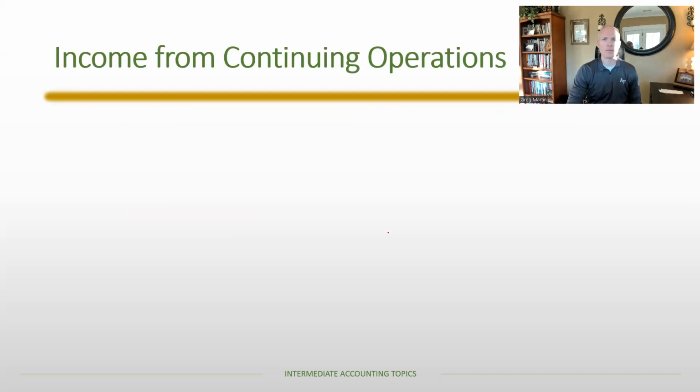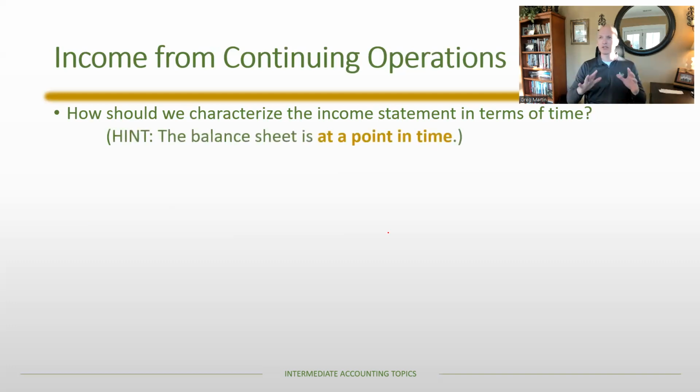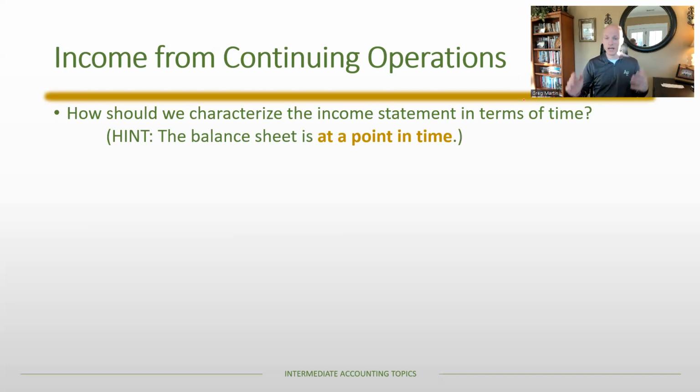So let's talk a little bit more about that main section, the larger section on top, which is income from continuing operations. All right, so when we think about income in terms of time, let's think about the balance sheet. In the balance sheet, we said it's a point in time, so we said the date was as of December 31st, 2023. When we think about the income statement, is it similar in that it has that as-of element, or is there a different idea in terms of the timing? And hopefully you figured out that there is a little bit of a difference.